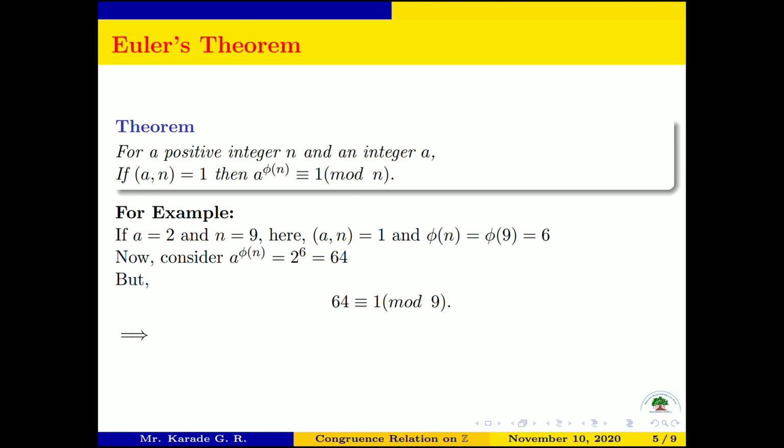So this implies a raised to the power phi of n is congruent to 1 mod n. So for integers a equal to 2 and n equal to 9, Euler's theorem is satisfied. Okay, so we can write many pairs of integers a and n which satisfy Euler's theorem.